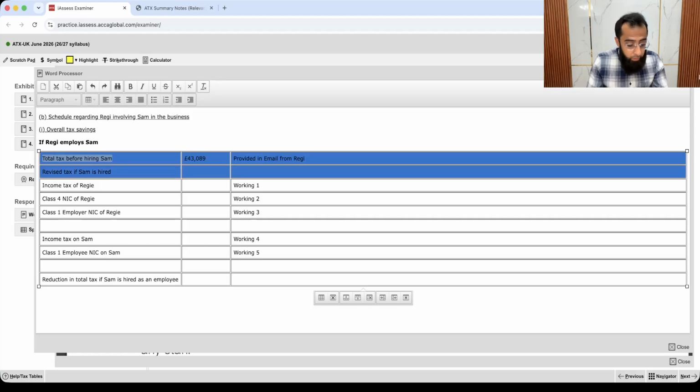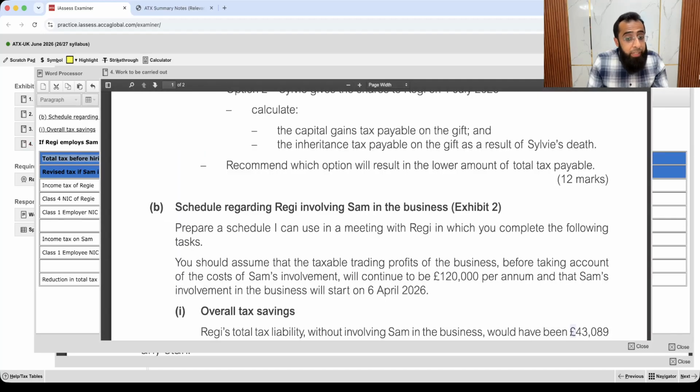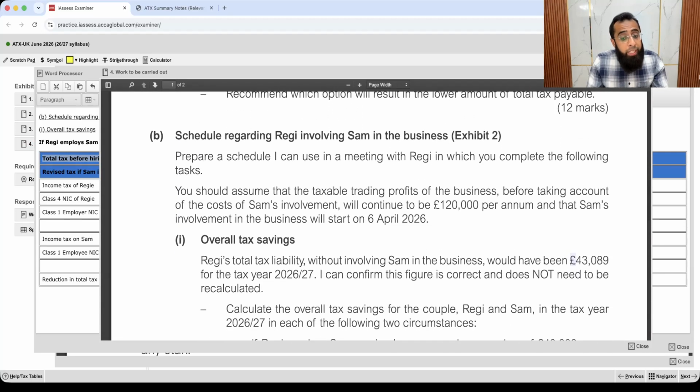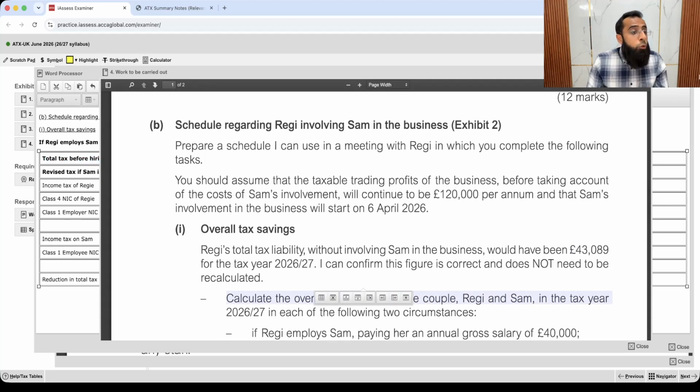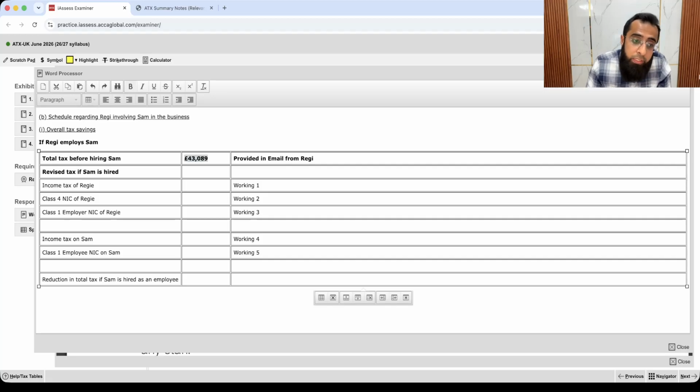That's very important, because the requirement specifically said how much will be the overall tax saving for the couple, which means Regi and SAM both. So total tax before hiring SAM was 43089. What will be the revised tax if SAM is hired? There will be income tax of Regi, class 4 NIC, class 1 employer NIC, income tax on SAM, and class 1 employee NIC. So before hiring SAM, the total tax of the couple was 43089. After hiring SAM, what will be the total taxation of the couple?